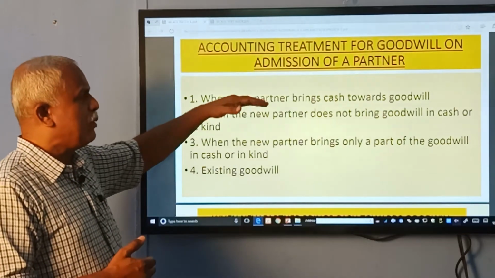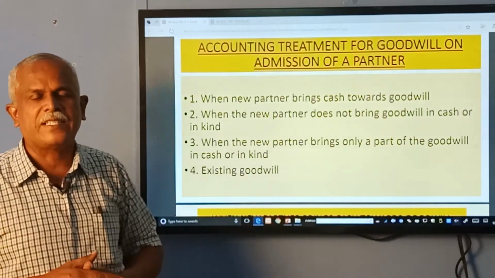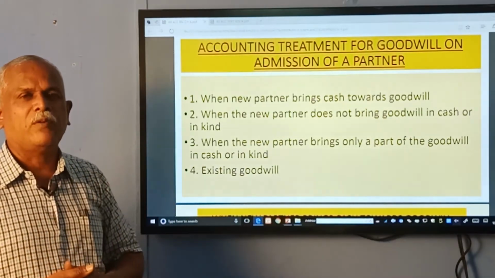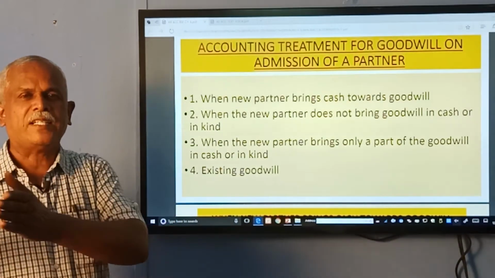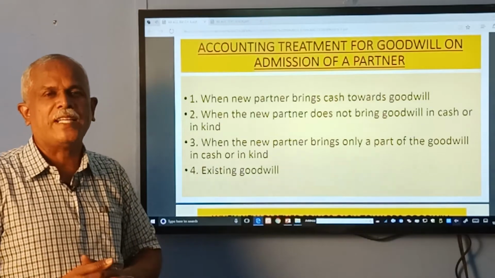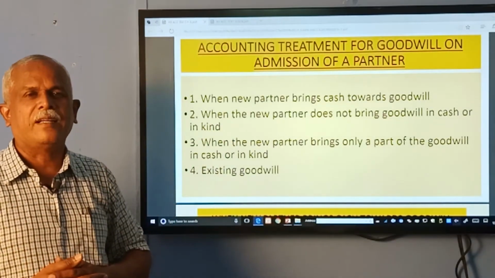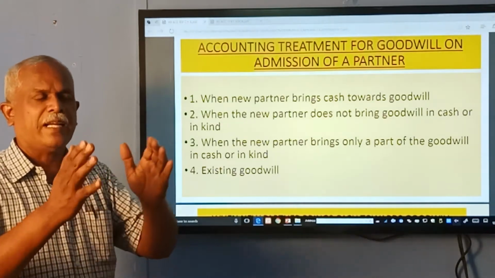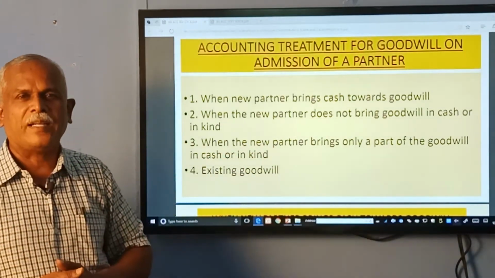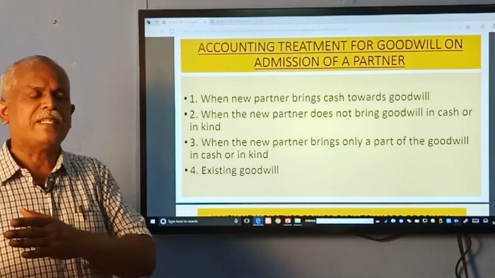When the new partner brings in goodwill plus his share of capital in cash, the goodwill in cash has to be transferred to the old partners who sacrificed their profit. So, money will come from outside, that is, the new partner will bring it in, capital will be kept separate, and the goodwill share of the new partner will be distributed to the old partners from his capital account.